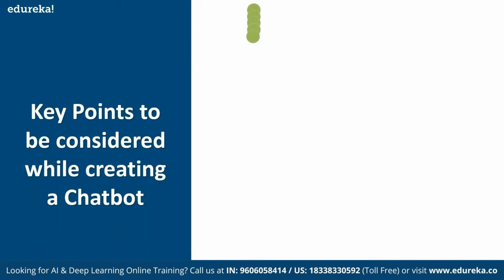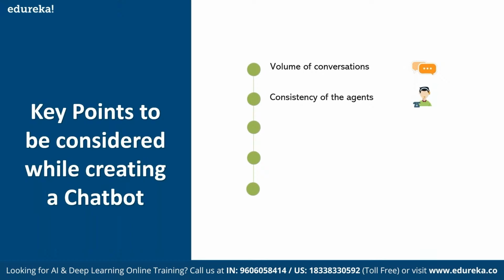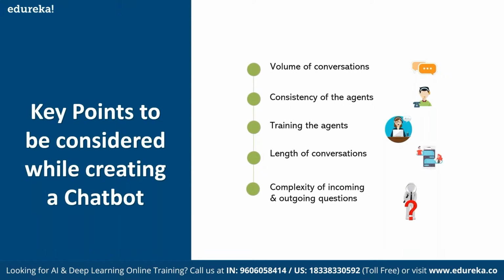Okay. Key points to be considered while creating a chatbot: volume of conversation. This will help you understand what pipeline you need to create, right? What is the amount of pipeline, what is the data scalability you require, etc. Consistency of the agents, training the agents, length of conversation, how many conversations you will allow the chatbot before a human takes over, and complexity of incoming and outgoing questions, right? All these are the essential points to be considered while creating a chatbot.